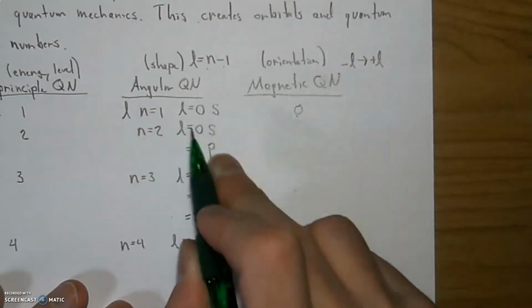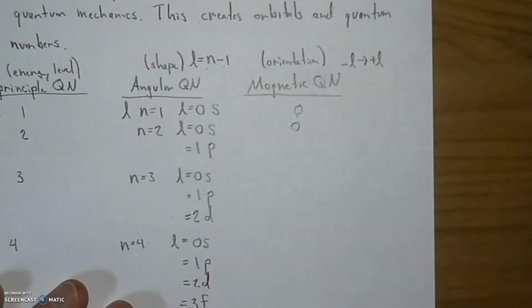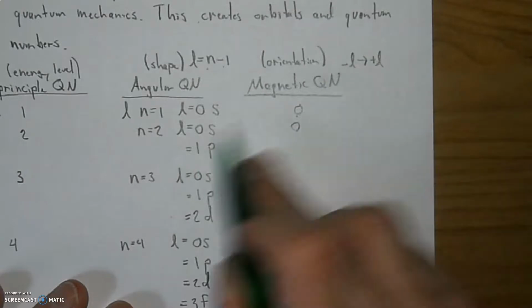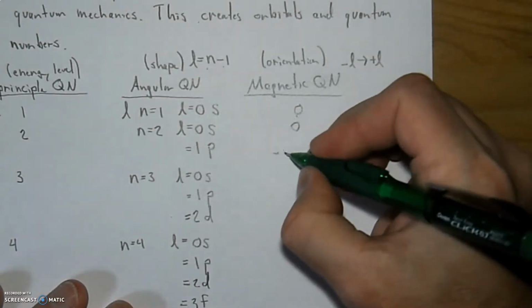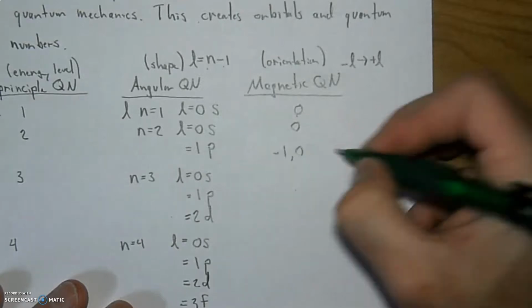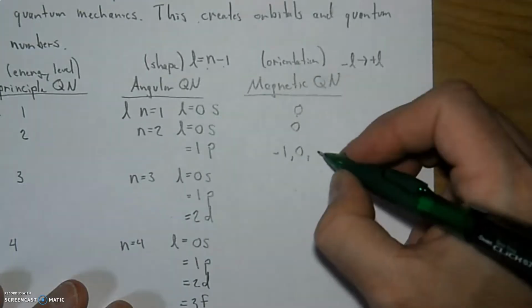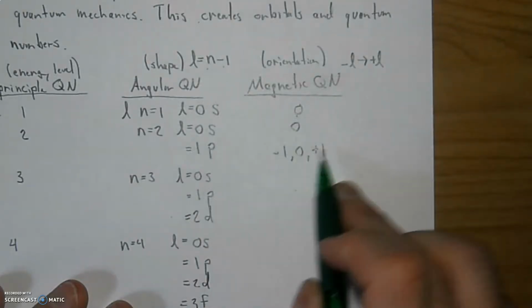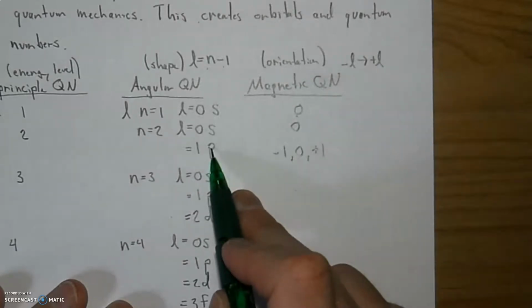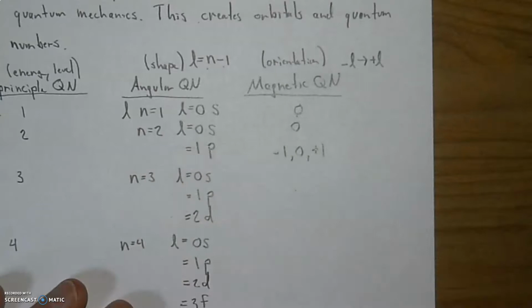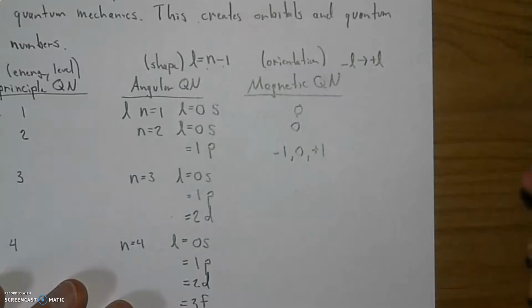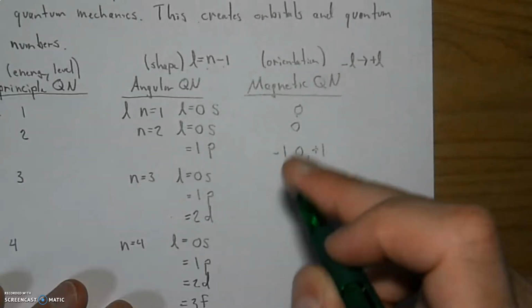For energy level 2, focusing off the first one, it's still 0. But then here we have L equals 1, so we have negative 1, 0, and 1. So we have 3 different orientations possible for a P. It can go along the x-axis, the y-axis, or the z-axis. Any of those 3 directions would work.